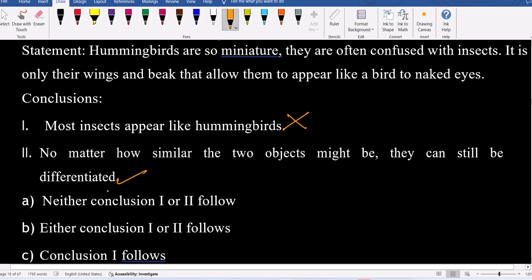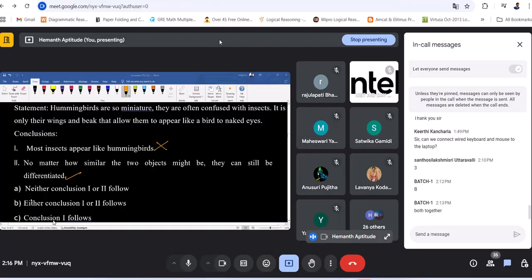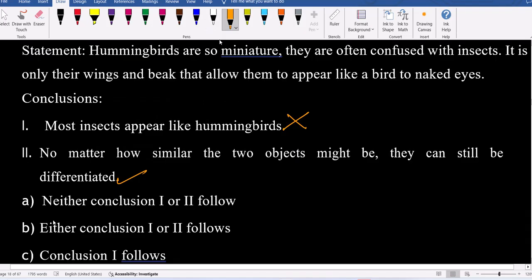I think the second one seems right, since it's a generic statement: no matter how similar the two objects might be, they can still be differentiated. The first one, I think no, but the second one, yes. It's a generalized statement. Hummingbirds and insects are confused because they are similar, but still we can differentiate them. Okay, fine. I think we can consider the second one. This is regarding a statement only.